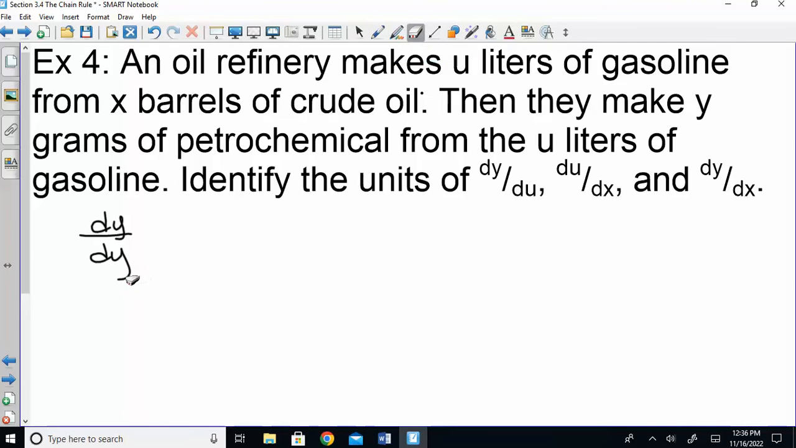dy du means the derivative of y in terms of u. We know a derivative is just slope of a tangent line. Okay, you did rate of change problems back in Algebra 1, and we know it's basically the unit of the top per unit of the bottom. So when I look at this, y is grams, so this would be grams per, u was liters. So it's grams per liter.